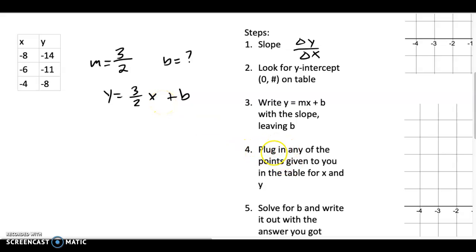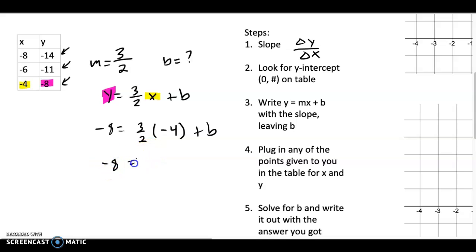I don't know what b is yet. So then step four is that I can take any of these points. I can take negative 8, negative 14, negative 6, negative 11, or negative 4, negative 8, and plug them in. So let me go ahead and highlight. I can plug in this value for the x, and this value for the y, and substitute it in. I'm going to do it with the smallest value that I highlighted because that's going to be the least amount of math for me. So it's negative 8 is equal to 3 over 2 times negative 4 plus b. And that's my last step, to solve for the b in this equation.